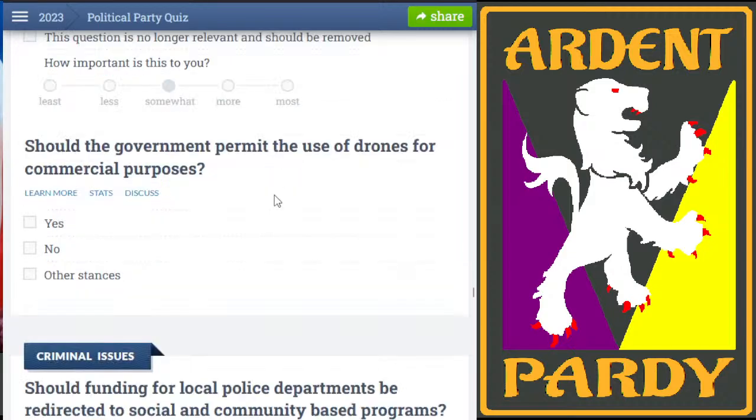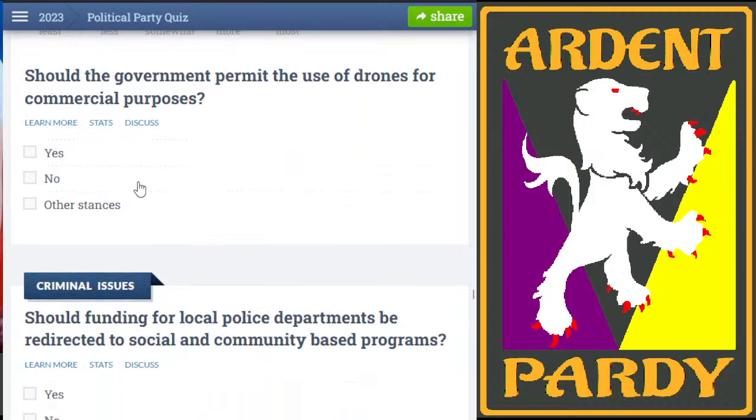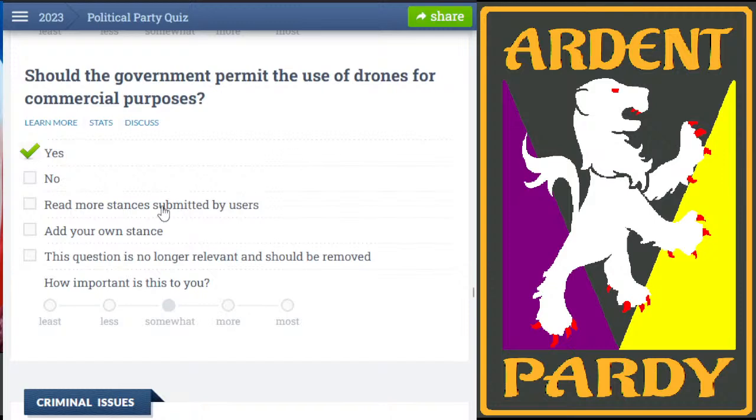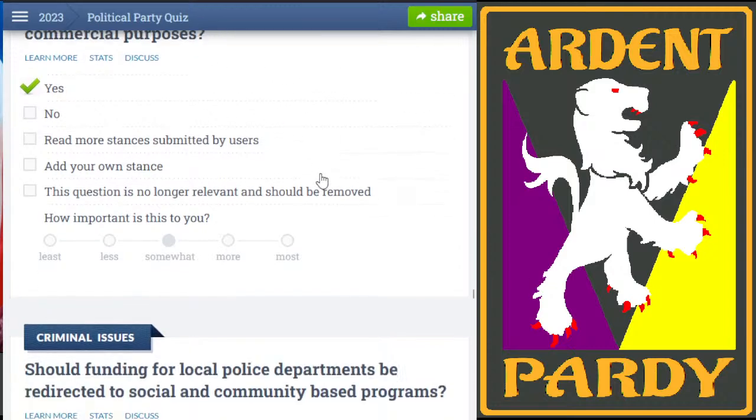No. Should the government permit the use of drones for commercial purposes? Yes. Because I think it will be absolutely hilarious to watch people going out with shotguns and blowing Amazon packages out of the sky.